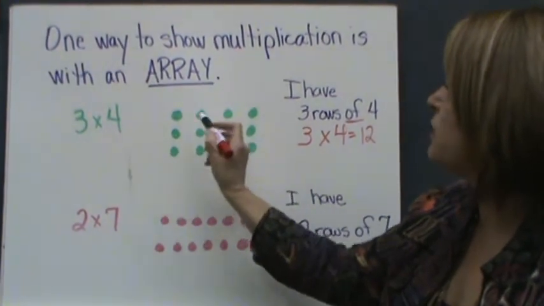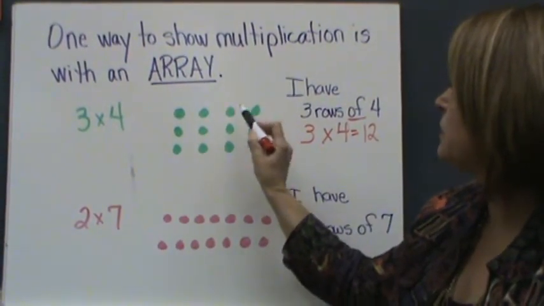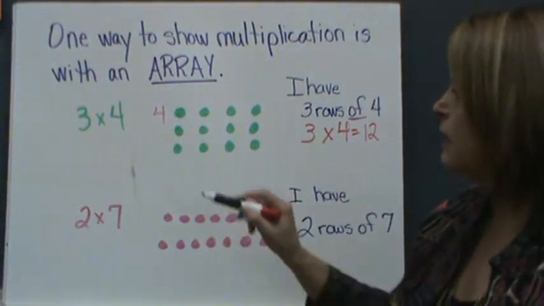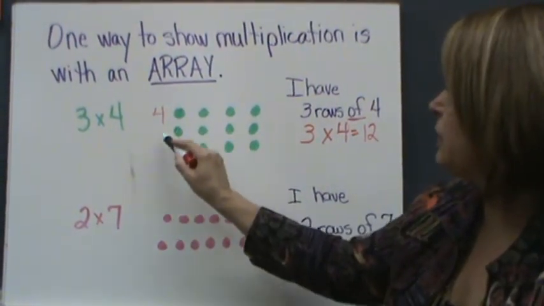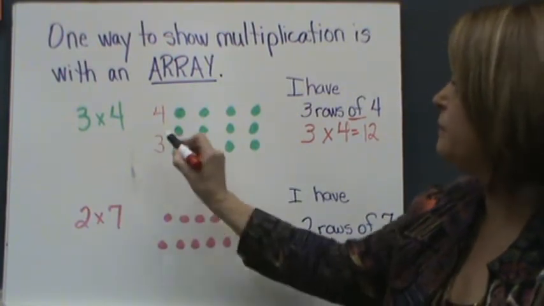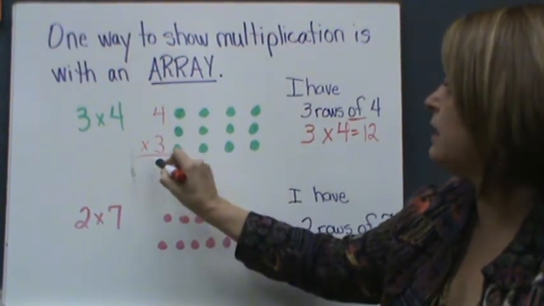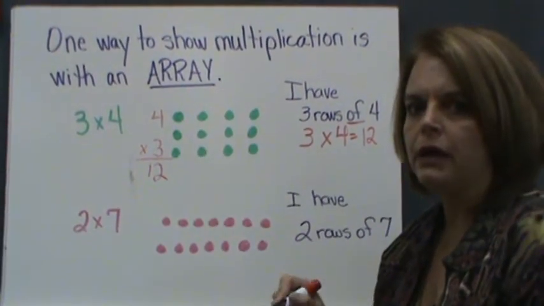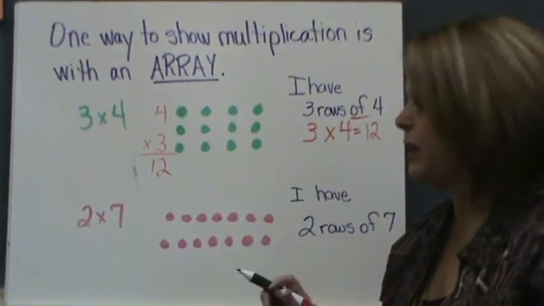Here's a trick to learning how to count how many you have in an array. If I count how many I have going across, 1, 2, 3, 4, I have 4 going across. I have 1, 2, 3 going down. If I multiply those, it's going to tell me how many are in that total array. And you can use this with any size array.